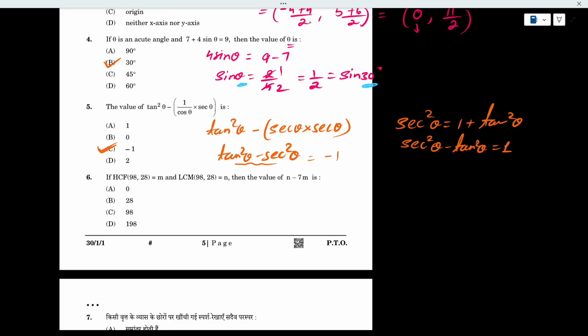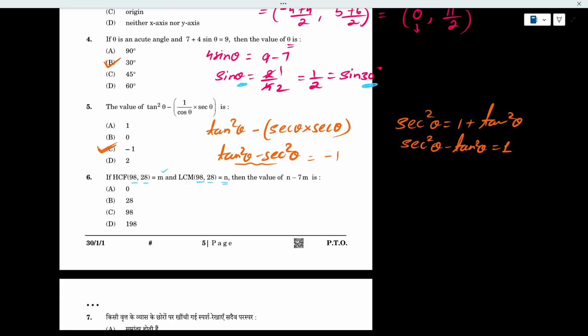Now question number 6, how are we going to do it here? It's written HCF of 98 and 28 is M, LCM of 98 and 28 is N. So how can we do it here? You can first find the LCM using the short division method instead of the factorization method, so that it takes less time to do the calculation part, right? So how can we do it here?